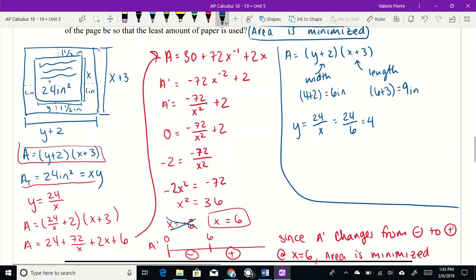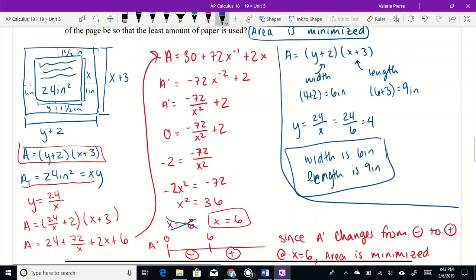So our dimensions are width is 6 inches and length is 9 inches.